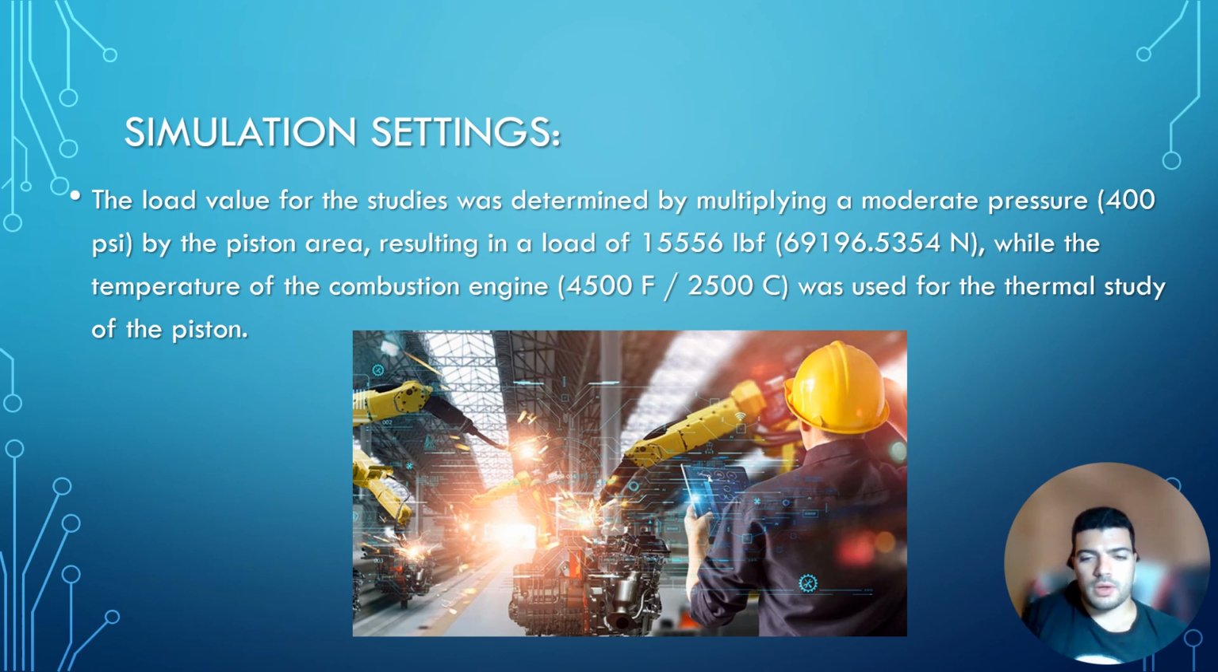Before I begin talking about the results, it's important to note that the load value for all of the studies was determined by multiplying a moderate pressure, 400 psi, by the piston area, resulting in a load of 15556 pounds of force, while the temperature of the combustion engine, which is 4,500 degrees Fahrenheit, was used for the thermal study of the piston.